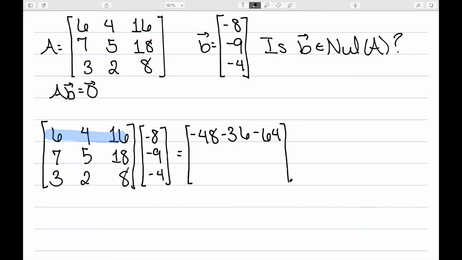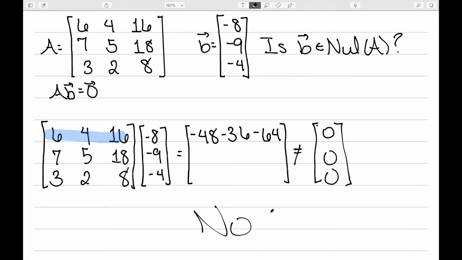And we can go ahead and work this out, but I'm not going to go any further than that because we can definitely say that this is not the 0 vector, since that first entry is not 0. So no, this vector is not in the null space.